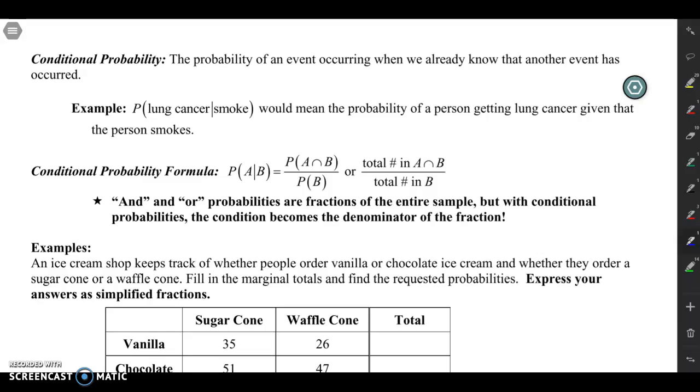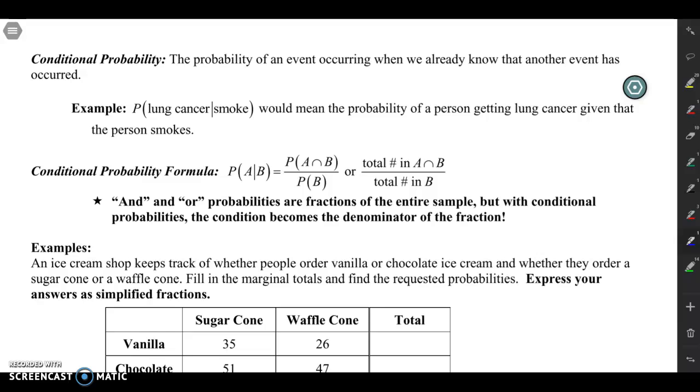In this video, we're going to talk about calculating conditional probability. Before you start this video, you're going to want to be comfortable calculating probabilities that are non-conditional. You can watch the previous video or just do some research about how to calculate probability.